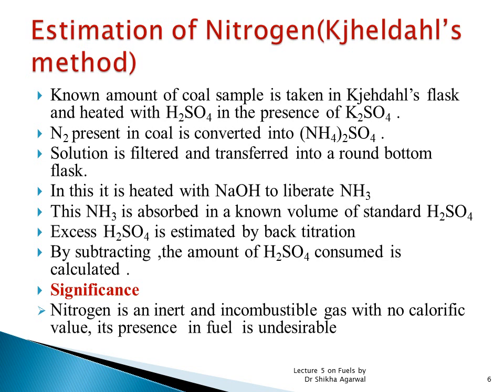Now how can you estimate the percentage of nitrogen? This is done by Kjeldahl's method. In this, we take a known amount of coal sample in a Kjeldahl flask and it is heated with concentrated sulfuric acid in the presence of potassium sulfate. Whatever nitrogen is present in the coal sample gets converted into ammonium sulfate.